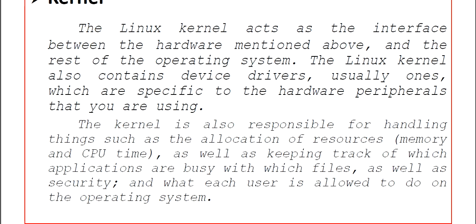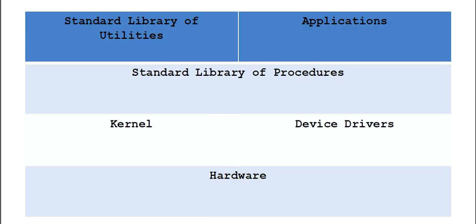The kernel acts as the interface between the hardware mentioned above and Linux. The Linux kernel also contains some device drivers, usually ones which are specific to the hardware peripherals that you are using. Okay, so sometimes you'll know this diagram as the shell-kernel relationship diagram also. Now you tell me what is shell.